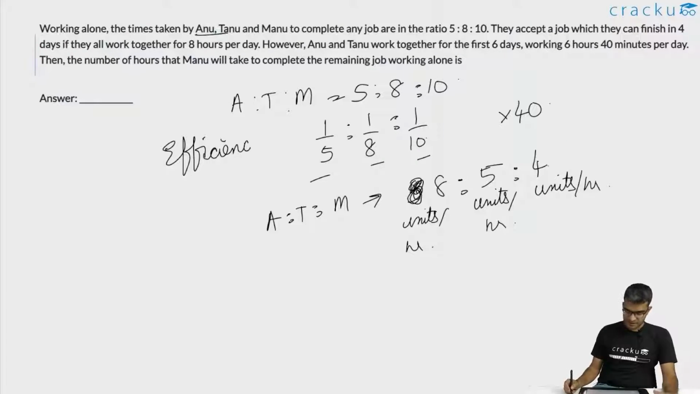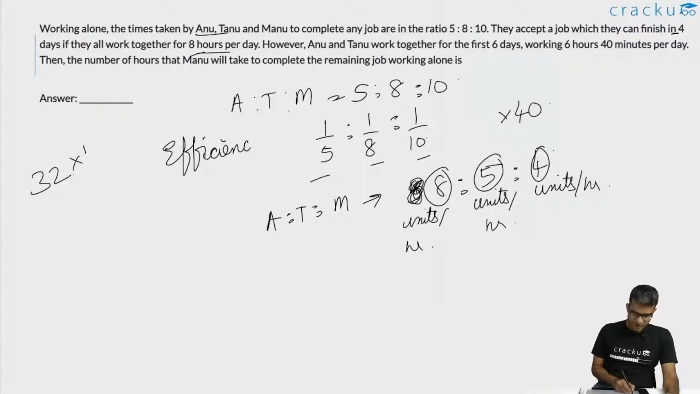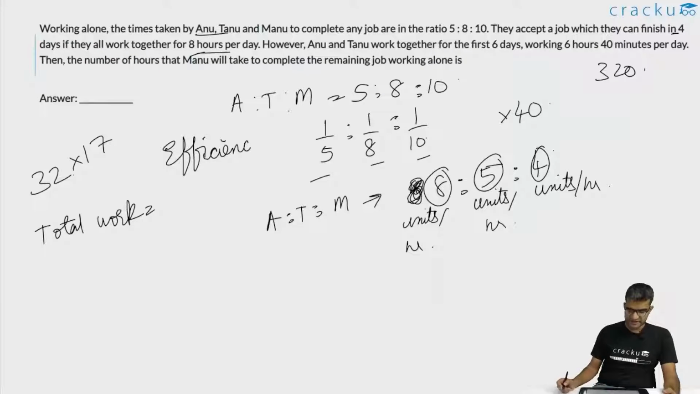Now they accept a job which they can finish in 4 days if all of them work together 8 hours per day. The total number of hours that they work together will be 4 into 8, which is 32. And the amount of work that they do cumulatively in 1 hour will be 8 plus 5 plus 4, which is 17. So the total work that needs to be done is 32 into 17, which is 320 plus 32 into 7, which is 224. This is equal to 544. This is the total work that needs to be done, 544 units.